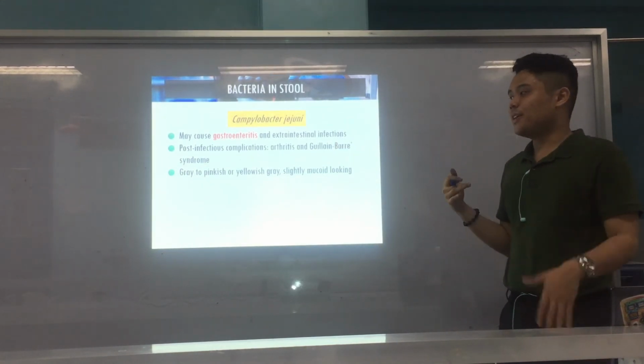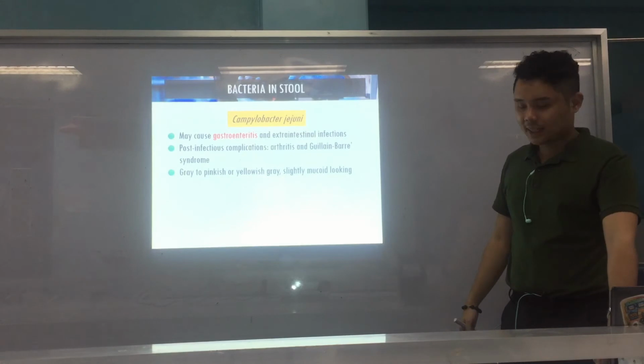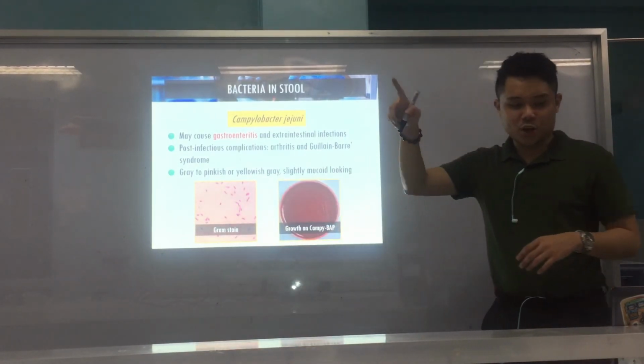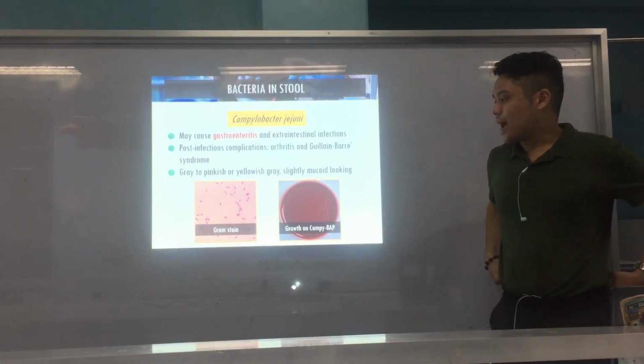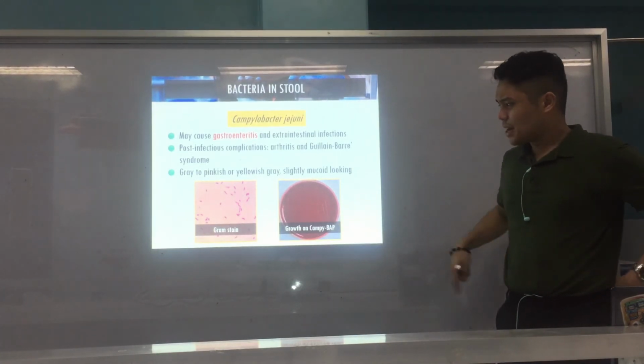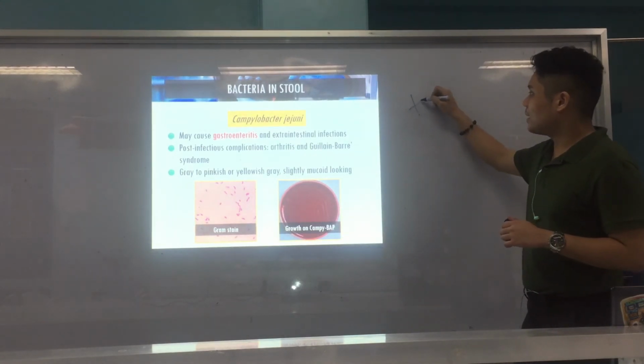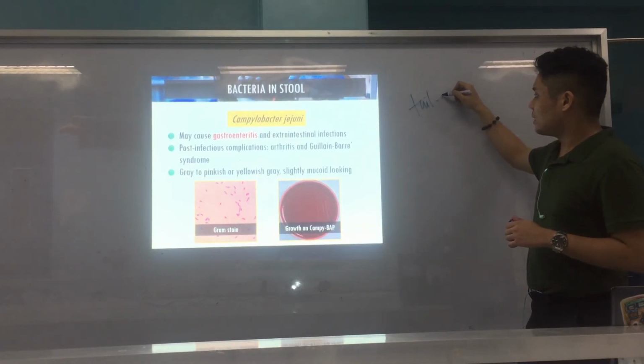Ascending paralysis. Colonies are gray to pinkish, yellowish gray, slightly mucoid looking. As you can see, the Gram stain looks like a seagull, curved. And growth on Campy-BAP. I mentioned Campy on rectal swab, I think. Tail effect. Is that the tail effect?